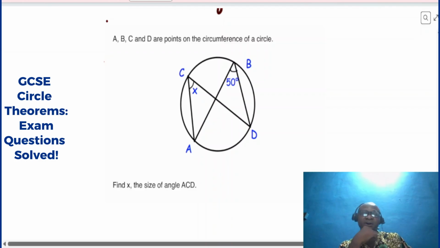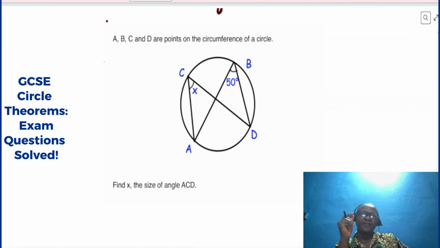They are looking to find x, the size of ACD. ACD. Okay, what do you have to say? It's going to be 50 degrees. 50 degrees is correct. Back it up with reason. What do you have to say? Angles in the same segment. Do you understand? Oh yes.